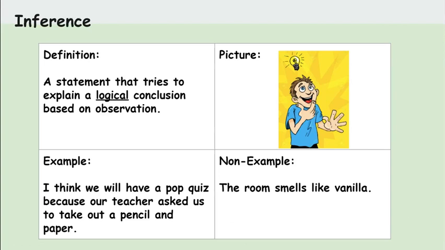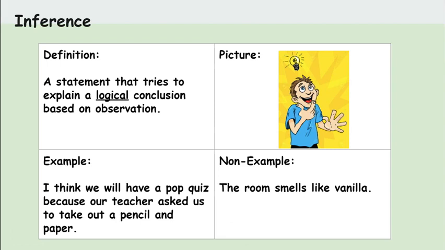In the observation example about science class being fun, the observation was that there are neat things in the room, and the inference was that that person thinks science will be fun because they see all the neat things in the room. So it's trying to explain that observation.